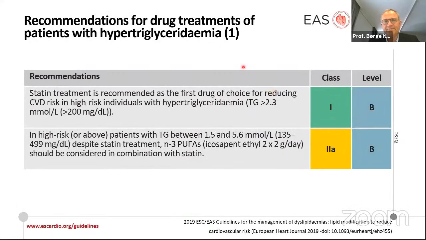The guidelines, what are their recommendations about treatment of patients with hypertriglyceridemia? Well, they say, and I 100% fully agree, that statin treatment is recommended as the first drug of choice for reducing cardiovascular disease risk in high-risk individuals with hypertriglyceridemia, triglycerides more than 2.3 millimoles per liter or more than 200 milligrams per deciliter. Then there's, with the new REDUCE-IT trial that we probably will hear more about, in high-risk patients with triglycerides between 1.5 and 5.6 millimoles per liter, 135 to 499 milligrams per deciliter, despite statin treatment, one can consider icosapent ethyl 4 grams daily in combination with the statin.